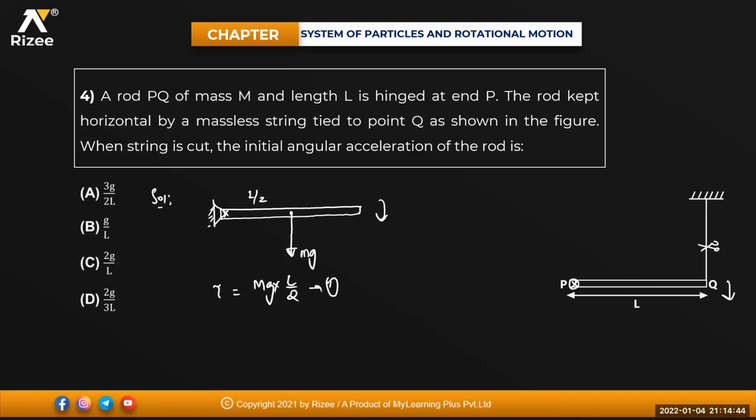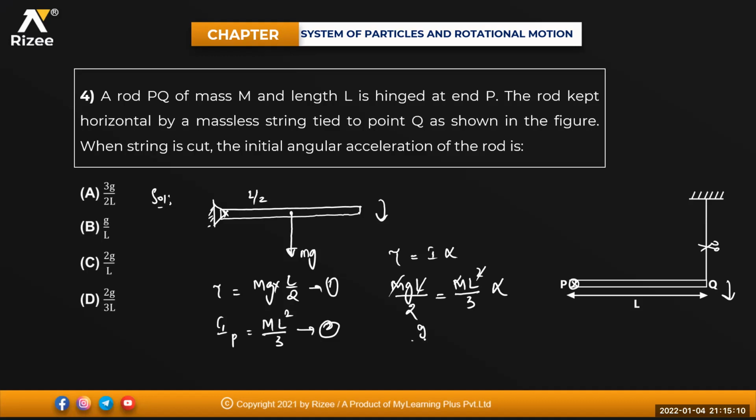So what will be the moment of inertia of the rod about point P, beta? Moment of inertia of the rod about point P will be equal to m L square divided by 3. So we know the relation tau is equal to I into alpha, isn't it? So tau is equal to mg into L divided by 2 is equal to m L square divided by 3 into alpha. This L and this square will get cancelled.